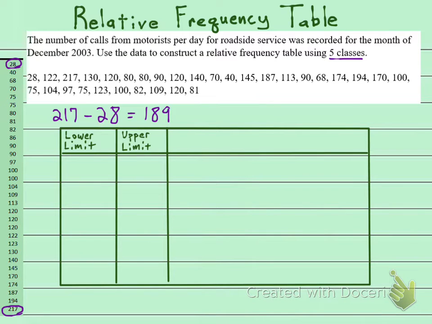And then I need 5 classes with 189 values throughout. So I'm going to take my 189 and divide by 5, and it comes out to 37.8. I need to make sure it'll fit, so I'm going to round up to 38, and I'm going to need 38 values per class.